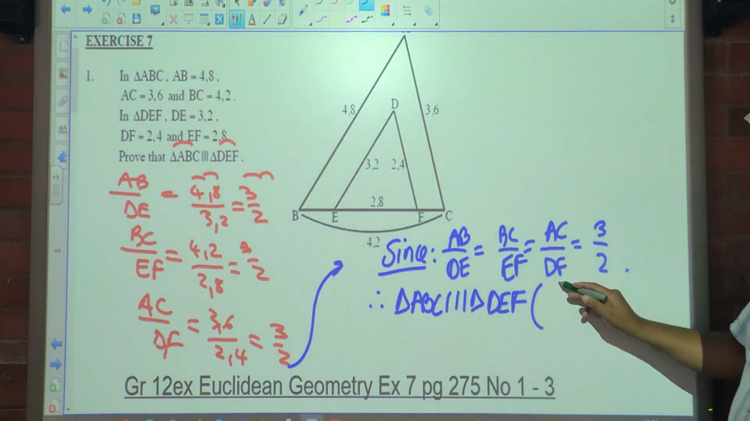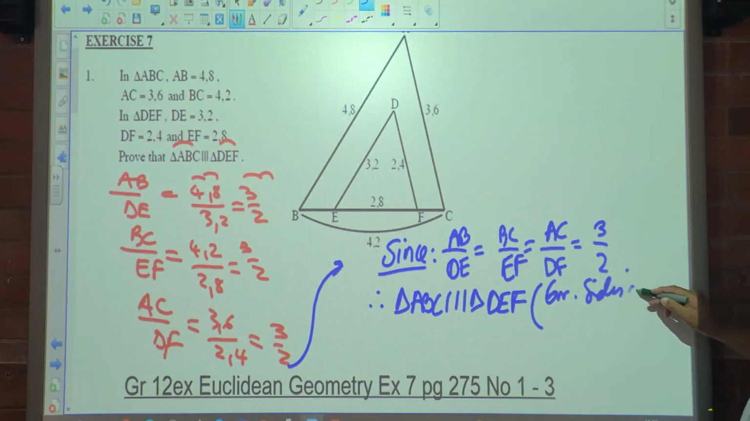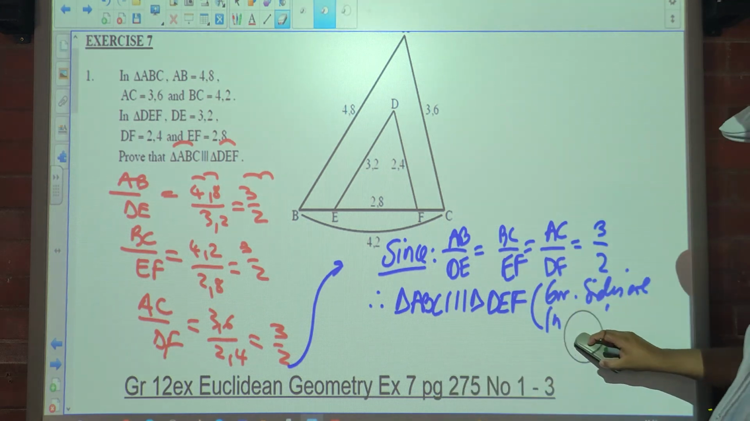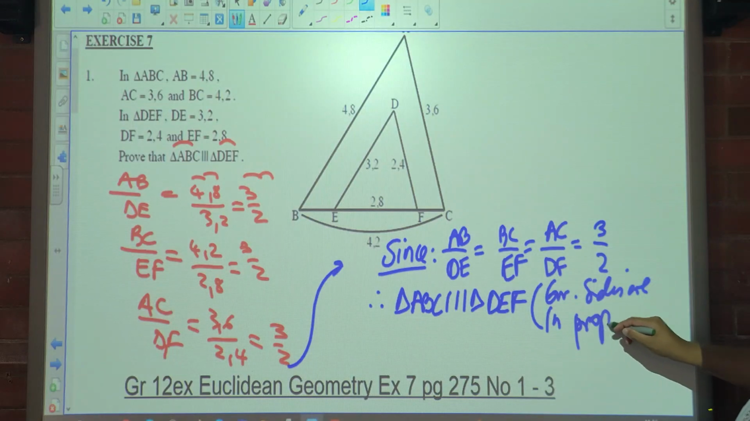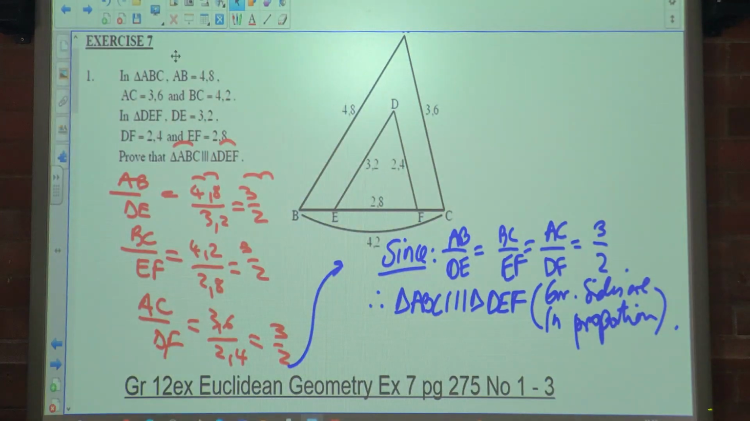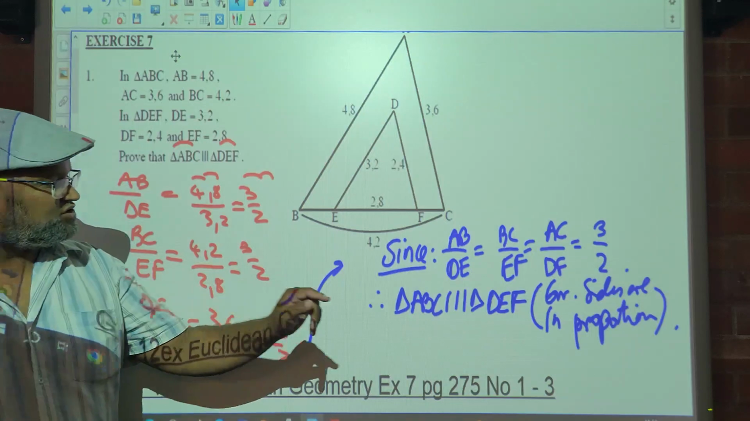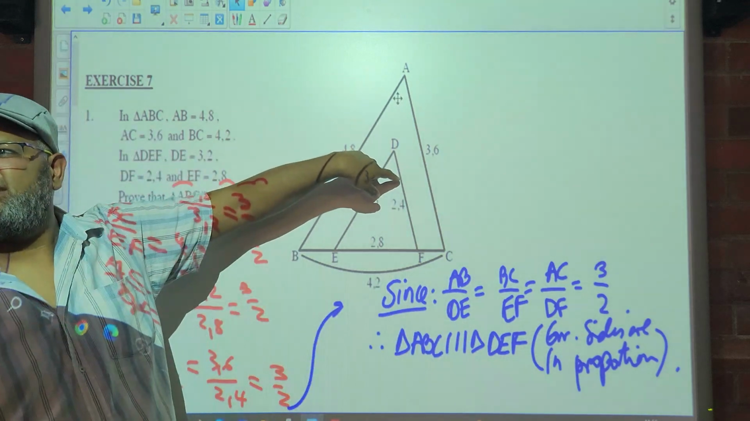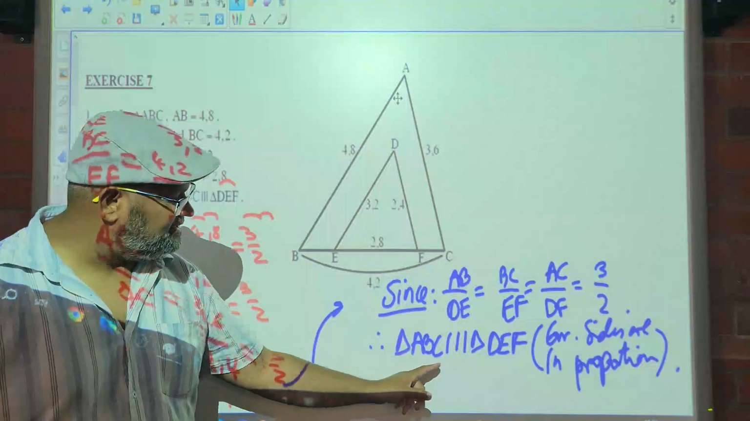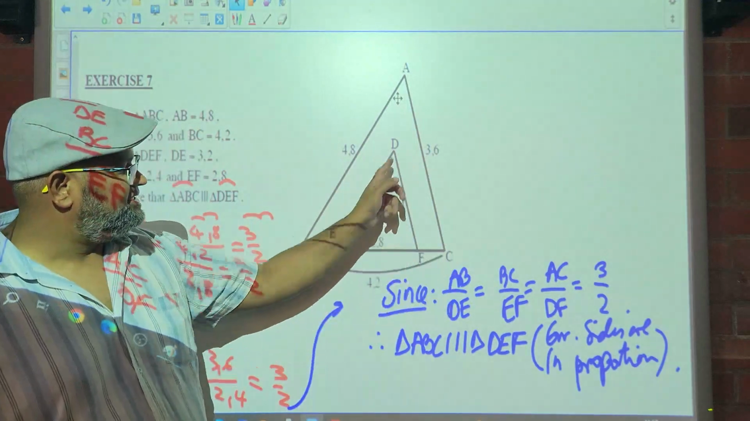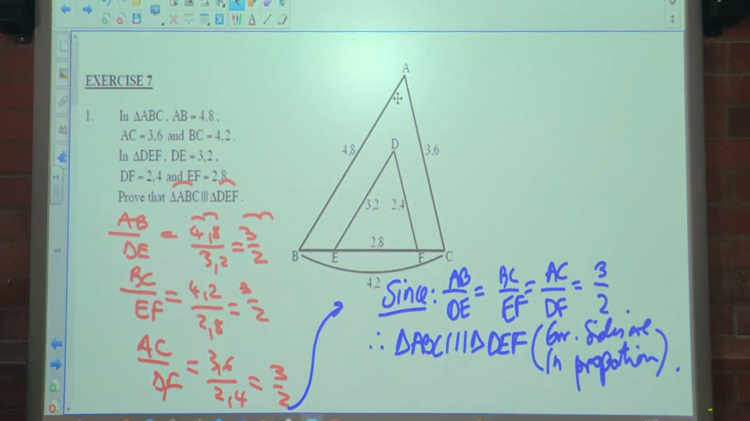And why is that the case? Because the corresponding sides are in proportion. Okay, you guys understand? So once we've proven that the corresponding sides are in proportion, then angle A is equal to angle D, if needed. Also, angle B is equal to angle E, that is DEF. Can you see that? As well as angle C is equal to angle F, if needed. Okay, you guys understand? Again, that comes under here.